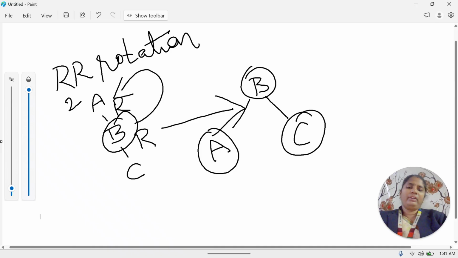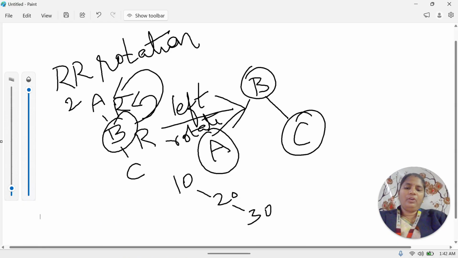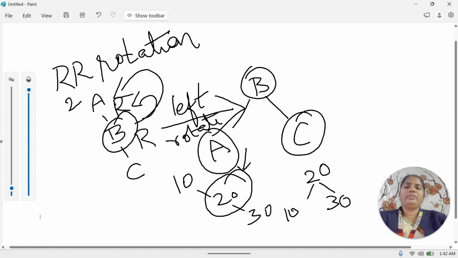So in right rotation you are going to make a left turn. So left rotate. Kindly don't confuse between these terms. Example 10, 20, 30. So this is not a balanced one. So we are going to perform left rotation at the 20. So 20 becomes the root node, 10 becomes the left and 30 becomes the right subtree. So this is an example for RR rotation.